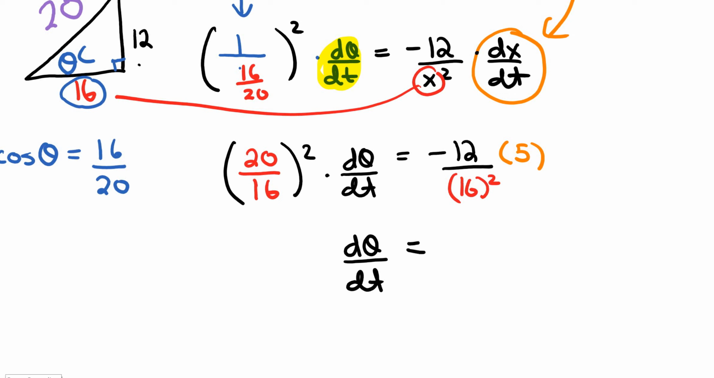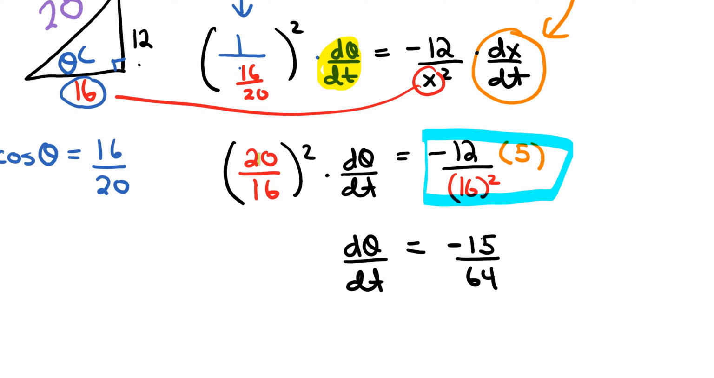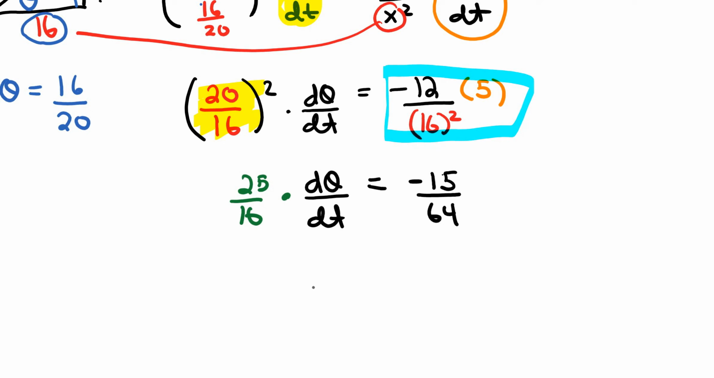There are different ways of doing this, but I'm just going to put all this into my calculator. So negative 12 times 5 divided by 16 squared. If I get that result with my calculator, I get negative 15 over 64. And then I'm going to take my calculator and evaluate that answer right there. So 20 over 16 to the power of 2. And if I convert that into a fraction, I get 25 over 16. There are different ways that you could definitely figure out the answer here, but I'm just going to use my calculator to save a little bit of time.